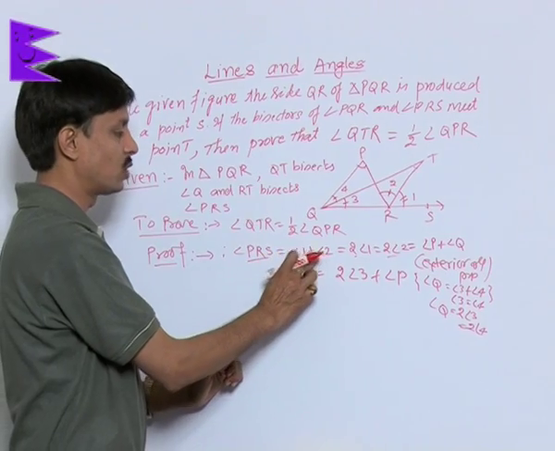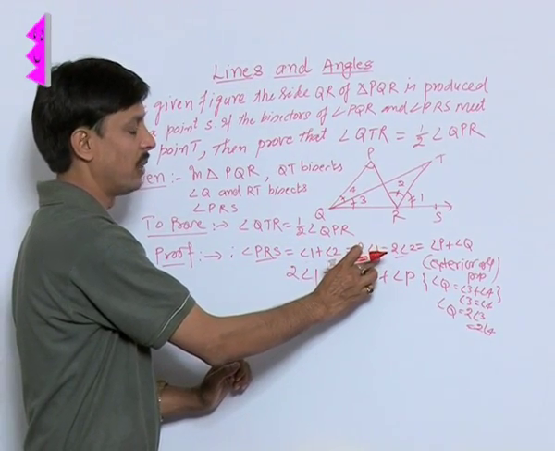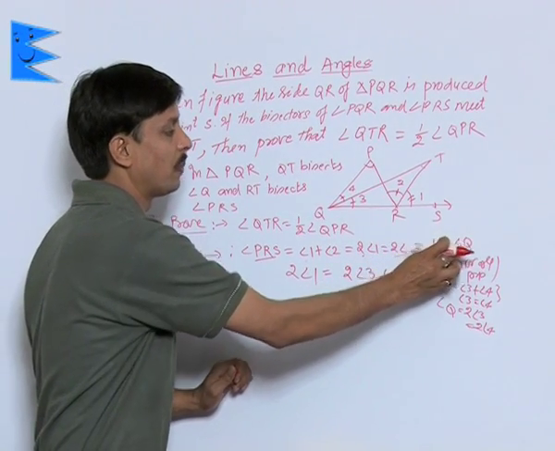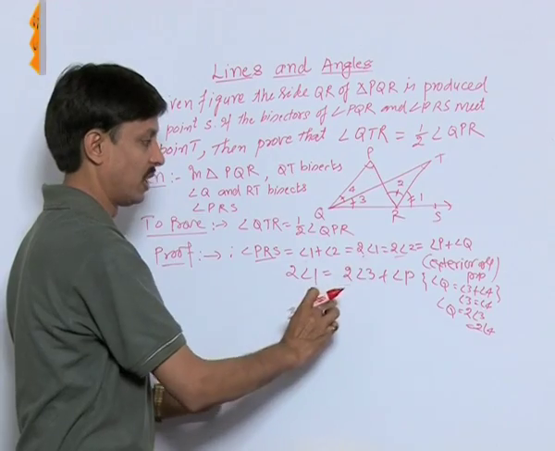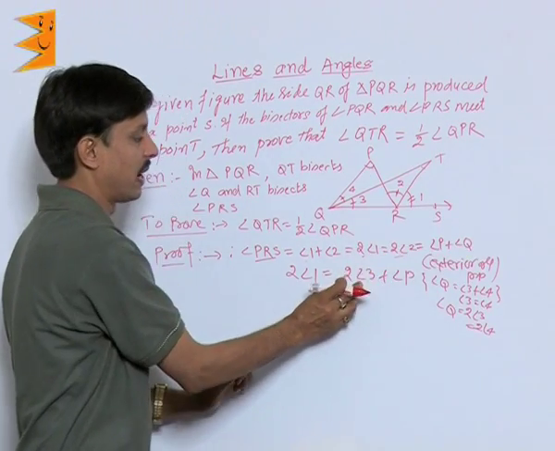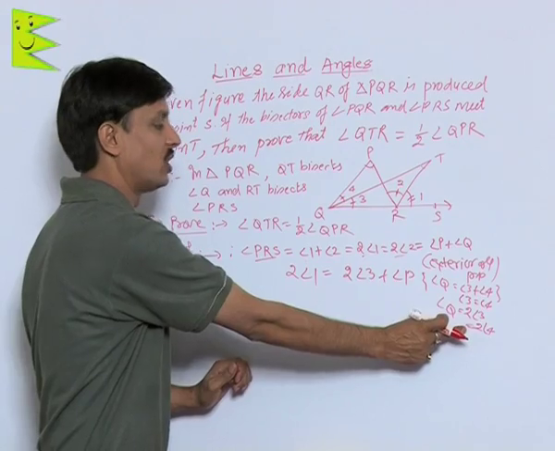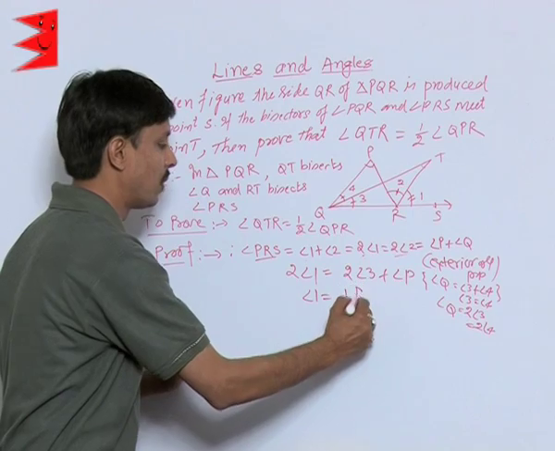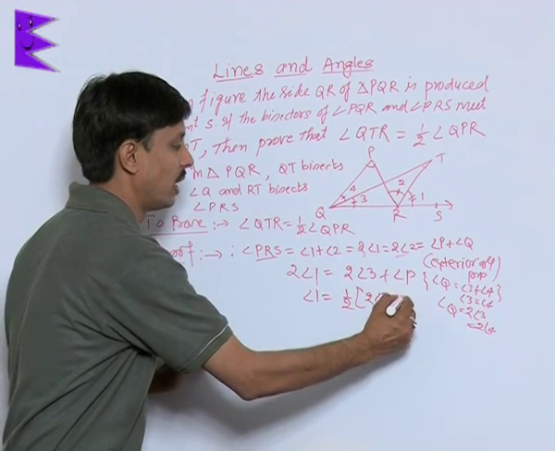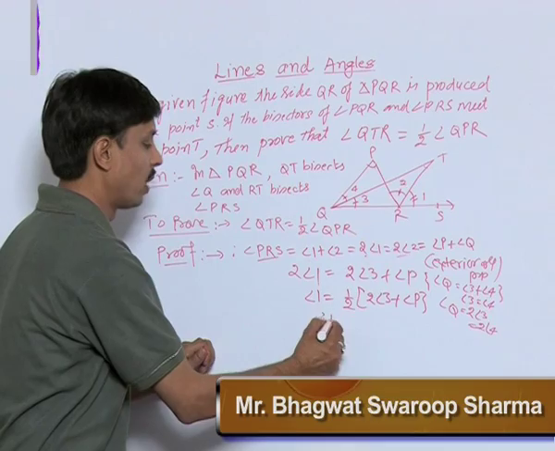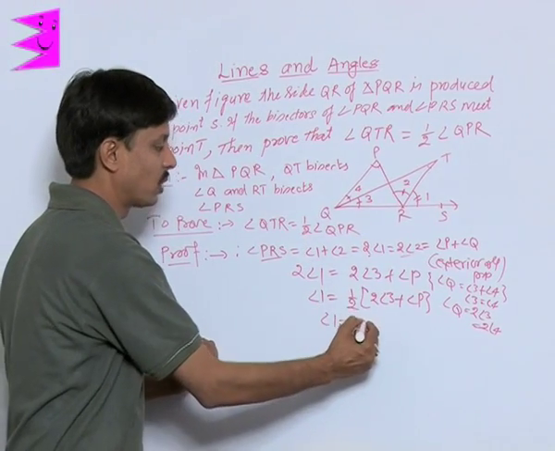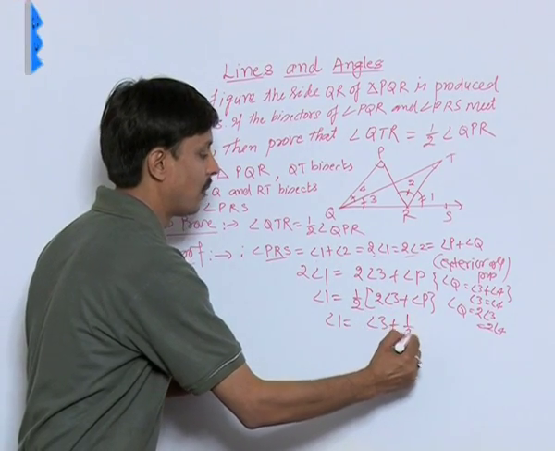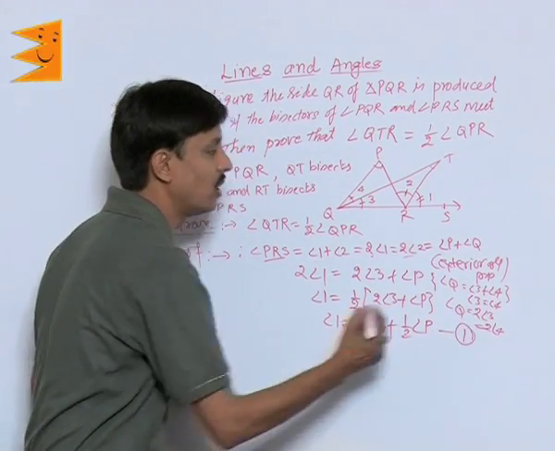So PRS is equal to 1 plus 2, is equal to twice of 1 because 1 and 2 are equal, twice of 2 because 1 and 2 are equal, is equal to P plus Q because of the exterior angle property. P remains as it is, Q is replaced by twice of angle 3 as per this discussion. So I can say angle 1 is equal to half of twice of angle 3 plus angle P. So angle 1 becomes angle 3 plus half of angle P, relation number 1.